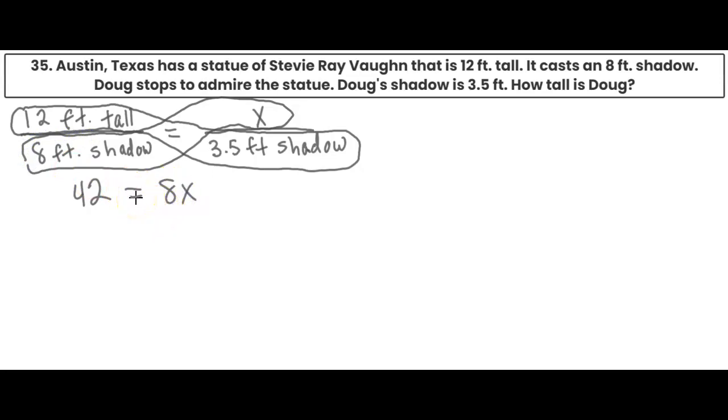8 and x are connected to each other by multiplication, so the opposite, or the inverse of multiplication, is division. Divide both sides by 8. For us to cancel 8, we'll end up with x. That's what we're solving for. 42 divided by 8 is 5 2/8 as a mixed fraction.